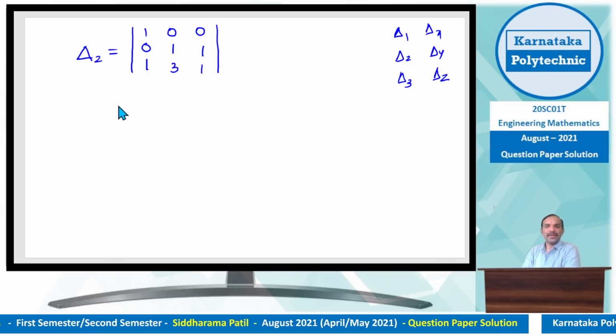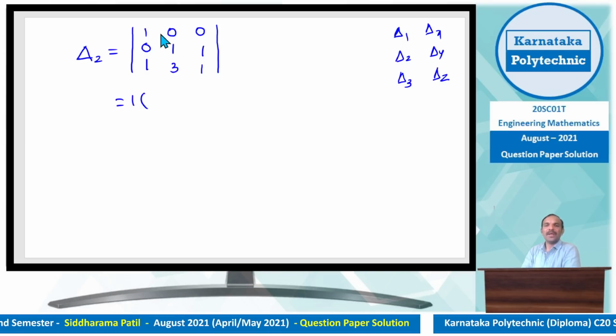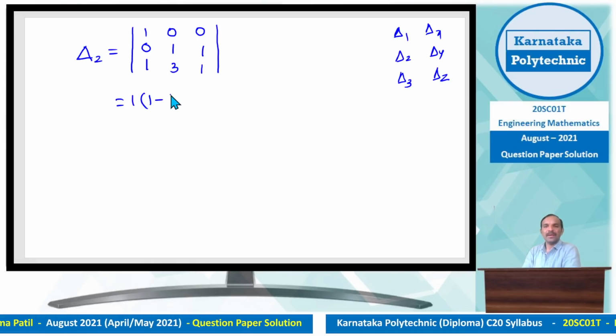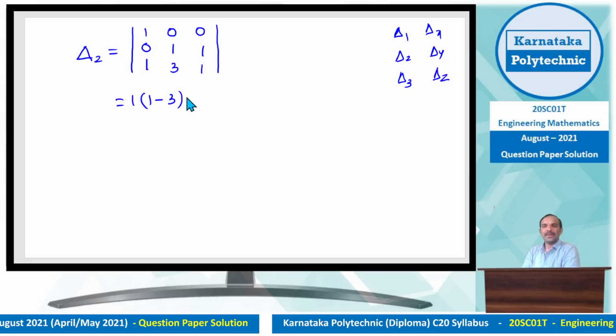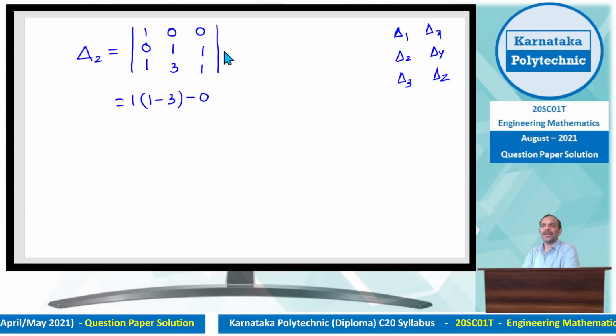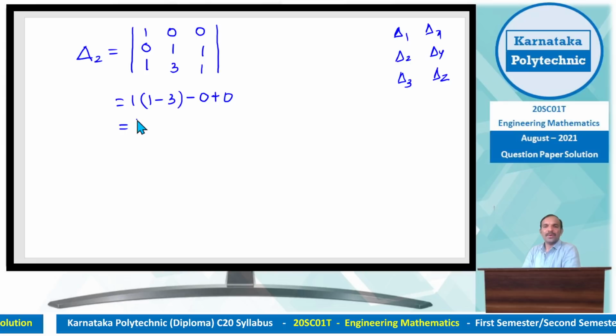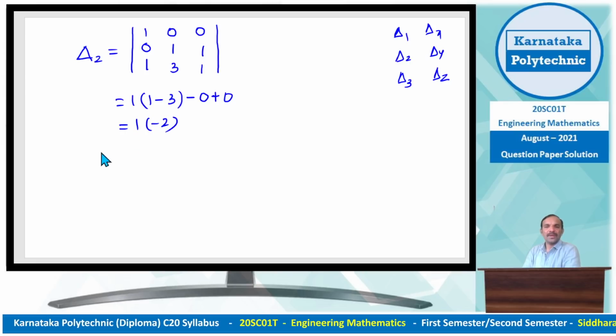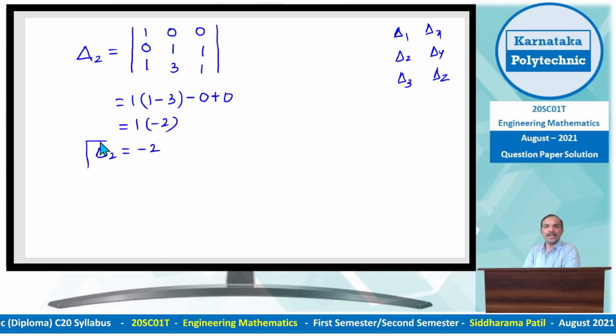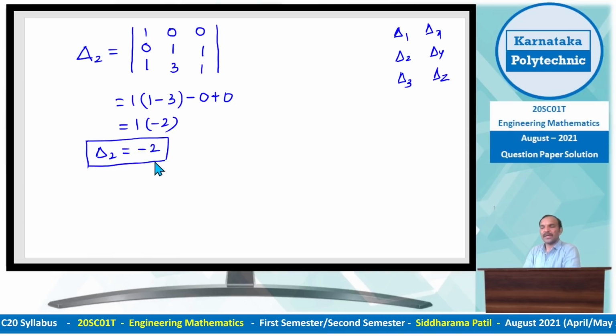Use whichever notation. Expand it: equal to 1 into 1 into 1 into 1 1 minus 3 into 1 3. Minus 0 is not necessary to expand, because 0 into anything is 0. Plus 0, 0 into anything is 0, not necessary to expand. Equal to 1 into minus 2, that is delta 2 equal to minus 2.